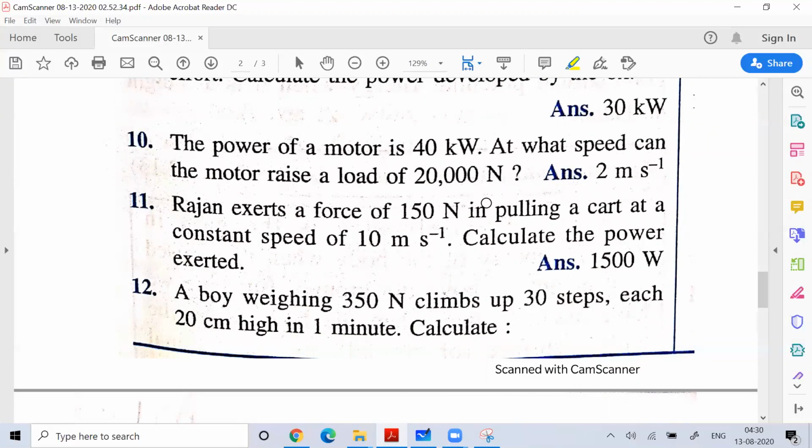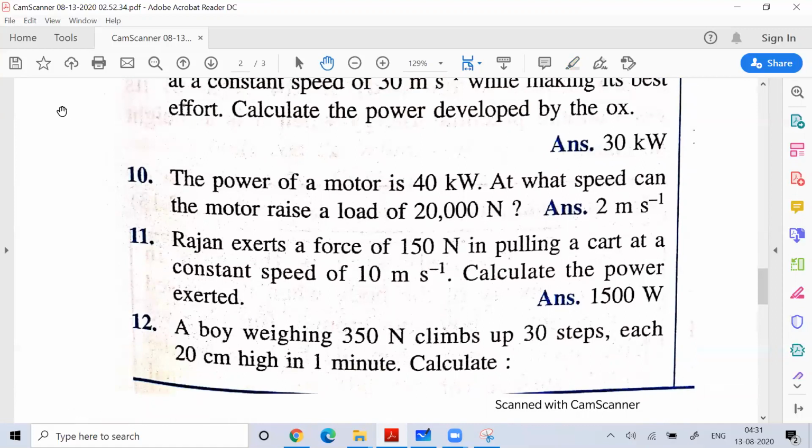Question number 11. Razan exerts a force of 150 Newton in pulling the cart at the constant speed of 10 meter per second. What is the power exerted? You know the formula that power is equal to force into speed. So here the force is 150 and speed is 10 meter per second. So the power would be 1500 watt.